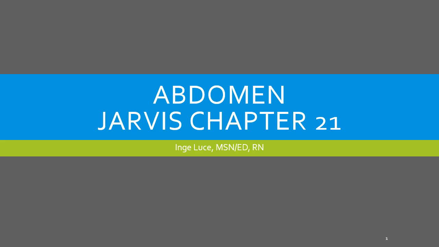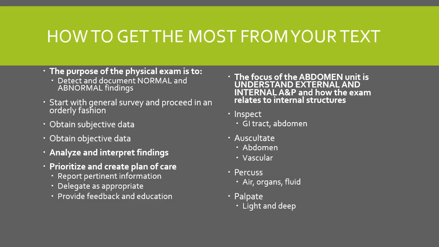Chapter 21 in the Jarvis focuses on the assessment of the abdomen. To get the most from your text, make sure you're doing your out loud subjective assessment, practicing your objective assessment, and really thinking about the RN level analysis, interpretation, prioritization, and plan of care.